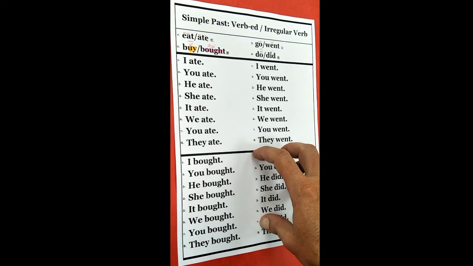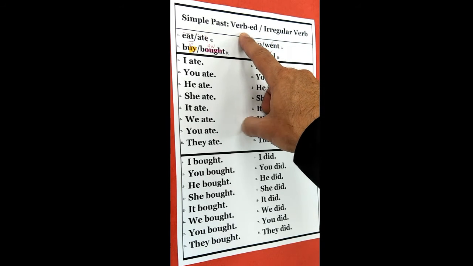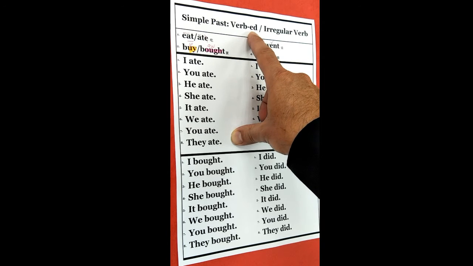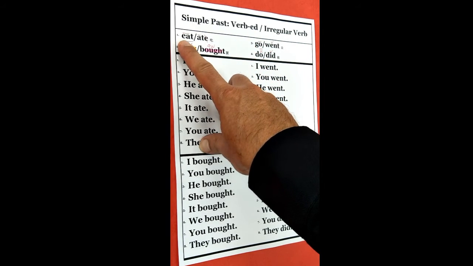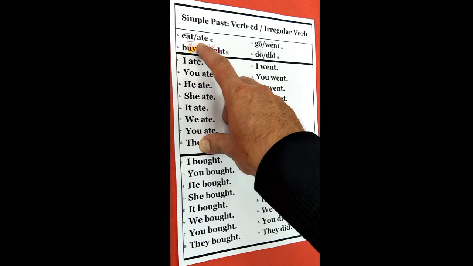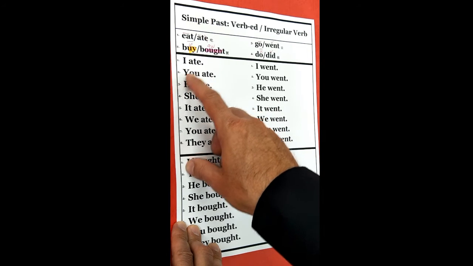Now we have irregular verbs. Remember, an irregular verb is the opposite of a regular verb. A regular verb is verb plus ed. All right. For example, 1, eat, ate. That's the past tense. This is an irregular verb. Eat, ate. 1, I ate.